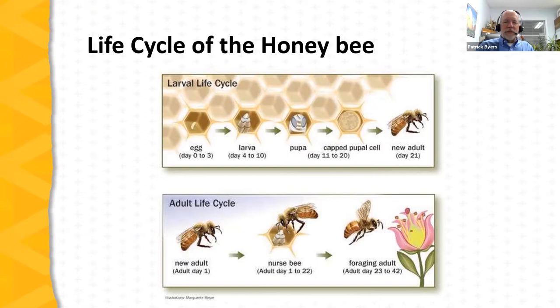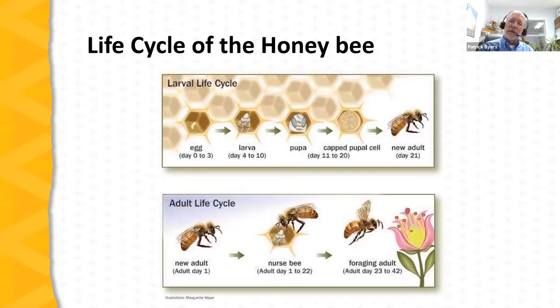Now, as far as the adult life cycle, the adult worker bees begin life as what are called nurse bees. They stay in the colony, they tend to the eggs, to the developing larva. They have housekeeping duties, they tend to the queen. And this lasts for about the first 22 days or so of their lives.